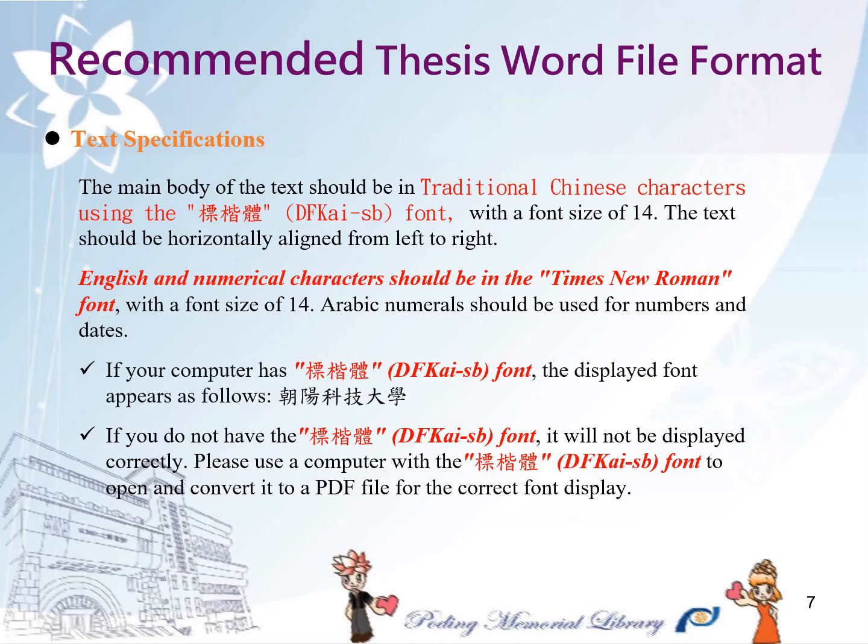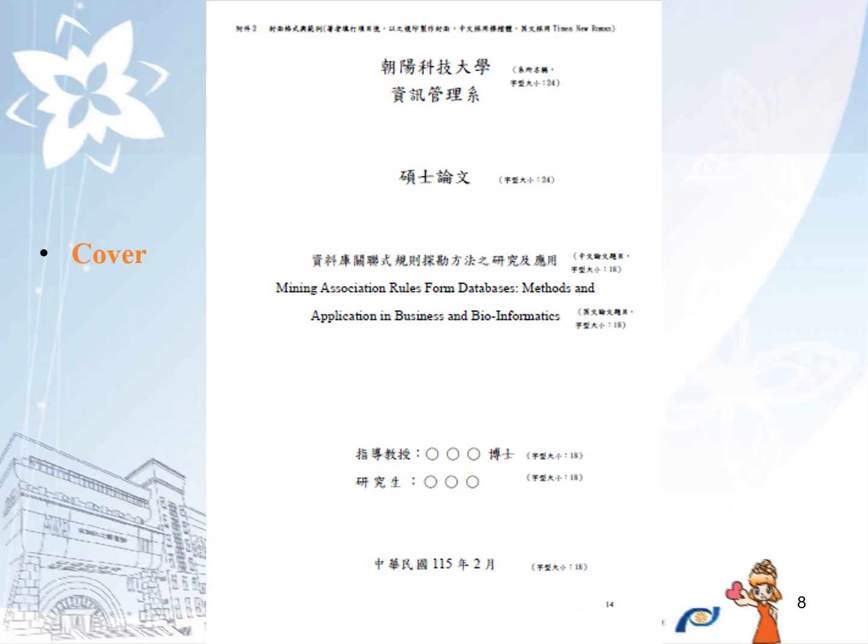If your computer has DFKSB font, the displayed font appears as follows. If you do not have the DFKSB font, it will not be displayed correctly. Please use a computer with the DFKSB font to open and convert it to a PDF file for the correct font display. On the cover page, you will see the required font types and sizes for both Chinese and English text. As for the content of the cover, aside from the title being bilingual in Chinese and English, all other text must be in Chinese.